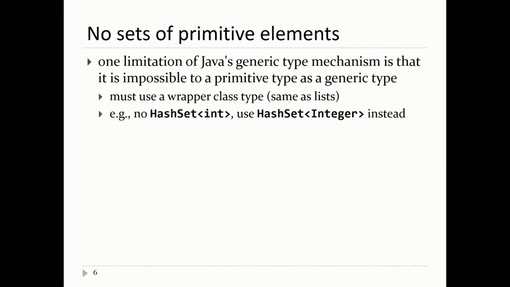And just like with array lists, you can't make a set whose elements are primitive. So if you want a hash set of int, you have to make a hash set of Integer instead.